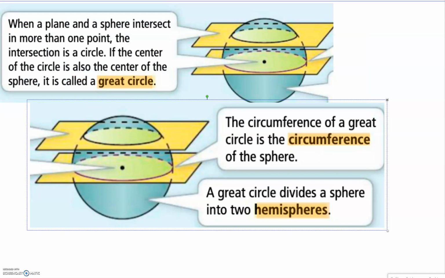When a plane and a sphere intersect in more than one point, the intersection is a circle. If the center of a circle is also the center of a sphere, it's called a great circle. So if you cut a sphere right down the middle, you get a great circle. The circumference of a great circle is also the circumference of the sphere. A great circle divides a sphere into two hemispheres. So again, when you cut it right down the middle, you get two hemispheres. Half of a sphere is called a hemisphere.